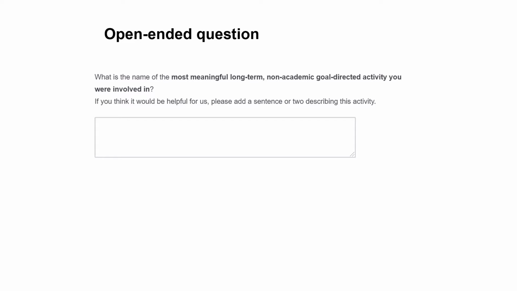Okay, open-ended questions, really easy, really simple. Like, what's the name of the most meaningful long-term non-academic goal-directed activity you were involved in? It's a really complex question, or a really convoluted question, the way they ask it. But the point is an open-ended question is going to have, like this, a box where you can put in a longer answer. It might just be a word. It might be 2 words, but it might be sentences. It might be paragraphs. You guys, like I said, are not going to be doing these for this class. They're too hard to code, too hard to run statistics on.